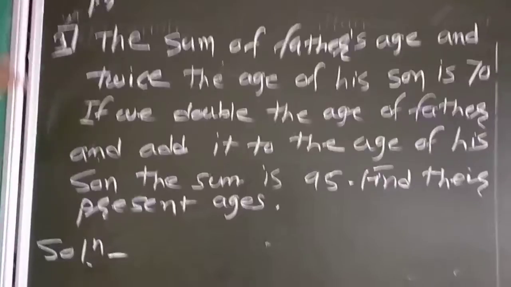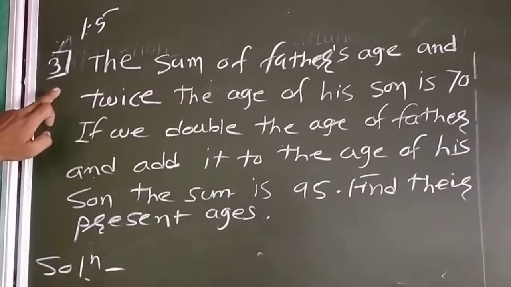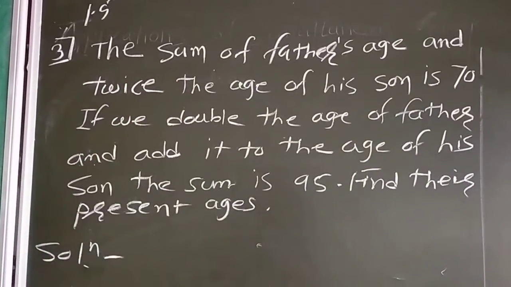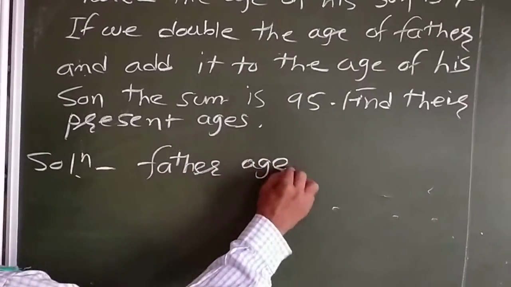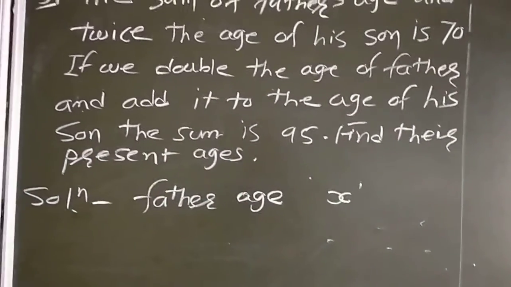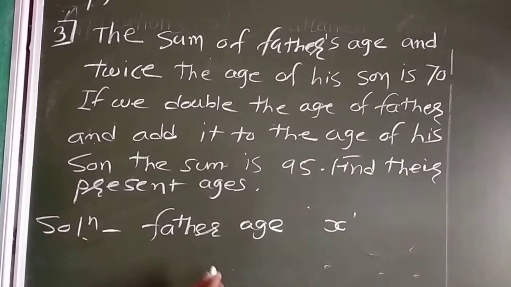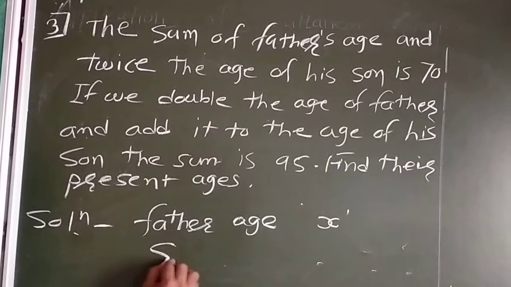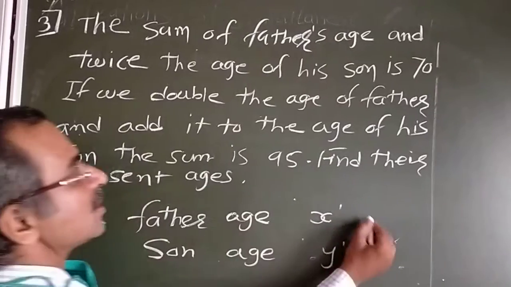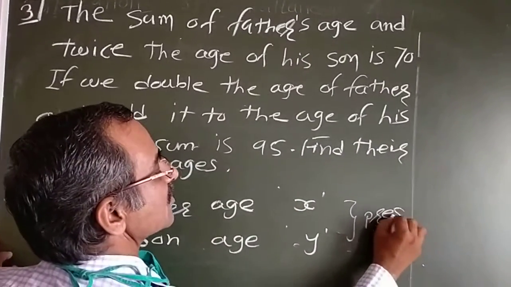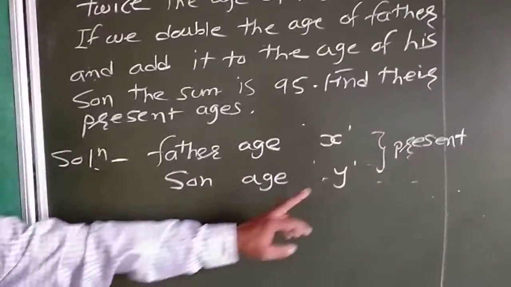we are considering x and y for the respective ages. Here we consider the father's age as x and the age of the son as y. These two are the present ages, today's ages. Father's age is x, son's age is y.